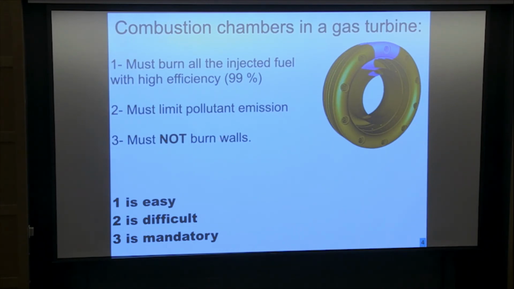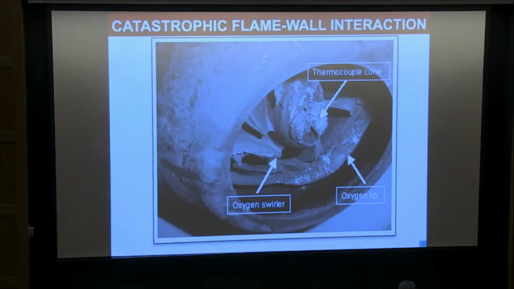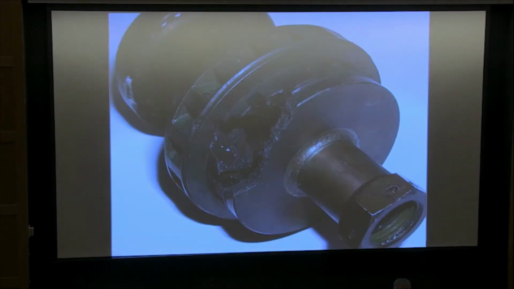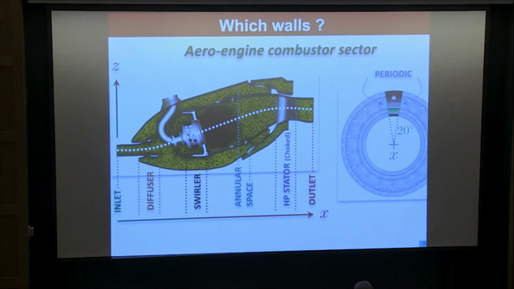And, of course, once you have done 1 and 3, well, you can also limit the pollutant emissions. But if you cannot satisfy 1 and 3, you are in trouble. And then if you are in trouble, walls will just go away, okay? That's an example of a few problems in an aircraft.